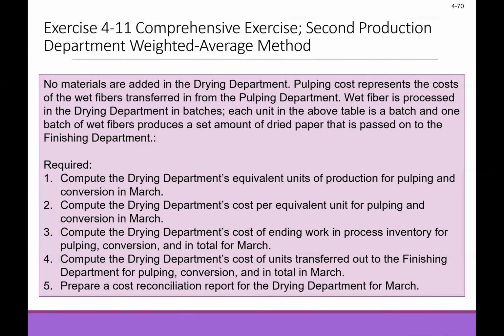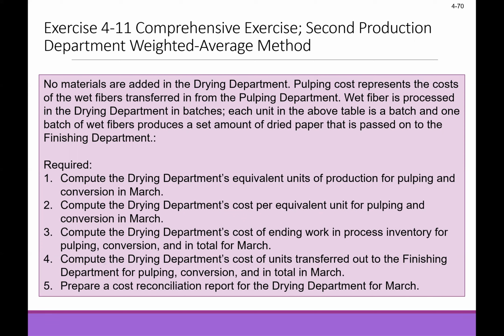So in that, well, I'll just keep going. No materials are added in the drying department. Pulping costs represent the cost of the wet fibers transferred in from the pulping department. Wet fiber is processed in the drying department in batches. Each unit in the above table is a batch, and one batch of wet fibers produces a set of dried paper that's passed on to the finishing department.